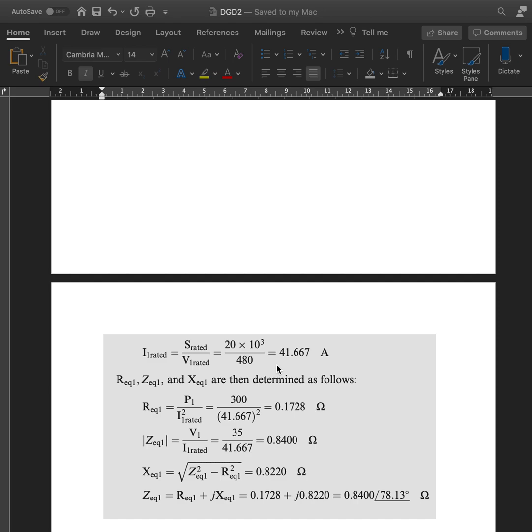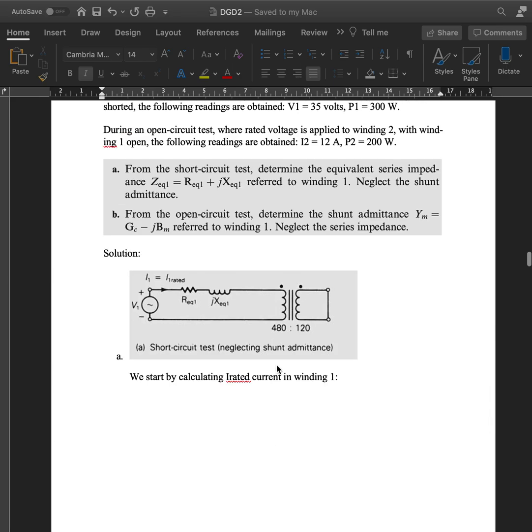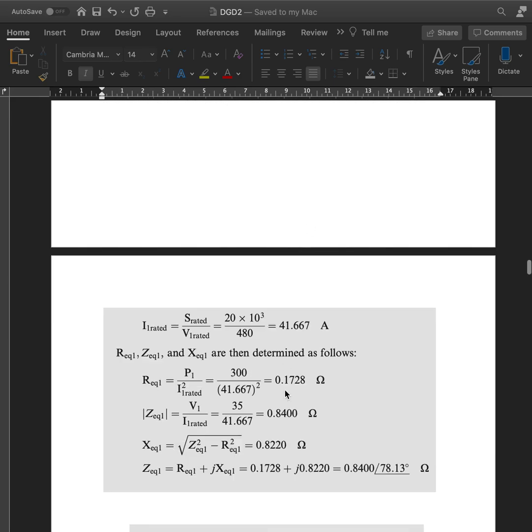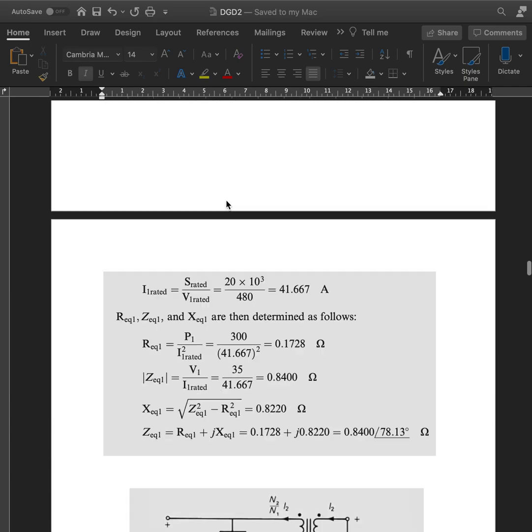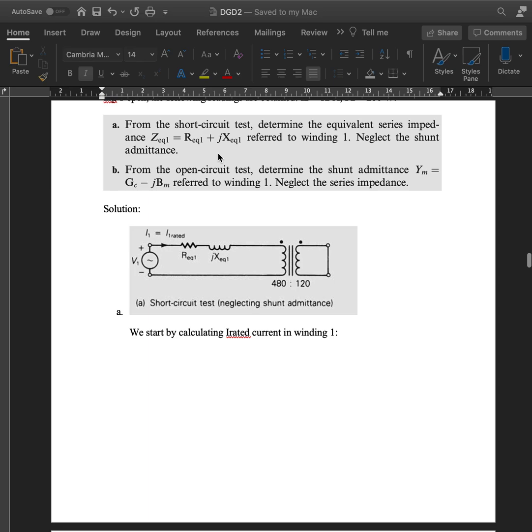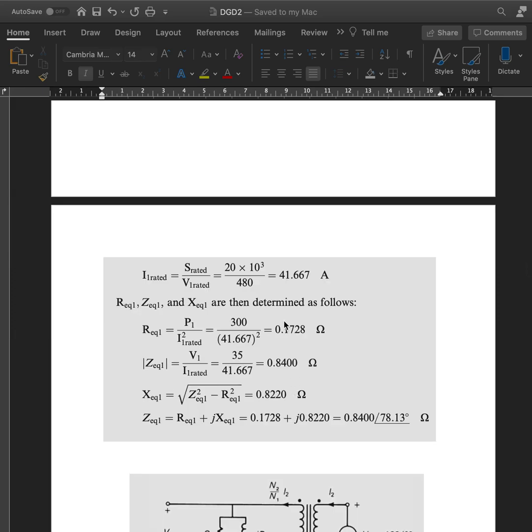Alright, and then we have Z equivalent. Z equivalent 1 is V over I, which is 35 volts, which is also given to us, divided by 41.67, which is 0.84. Hence, we can use Pythagoras theorem, where X equivalent is equal to the square root of Z equivalent 1 squared minus R equivalent 1 squared.